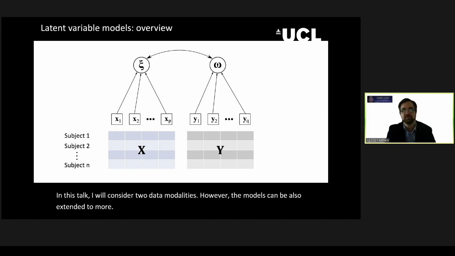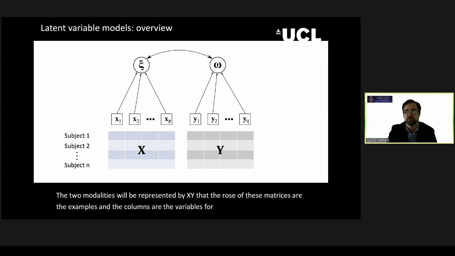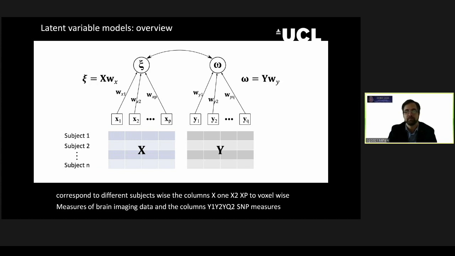The two modalities will be represented by X and Y, where the rows of these matrices are the examples and the columns are the variables. For instance, the rows could correspond to different subjects, whilst the columns X1, X2, XP to voxel-wise measures of brain imaging data, and the columns Y1, Y2, YQ to SNP measures of genetic data.